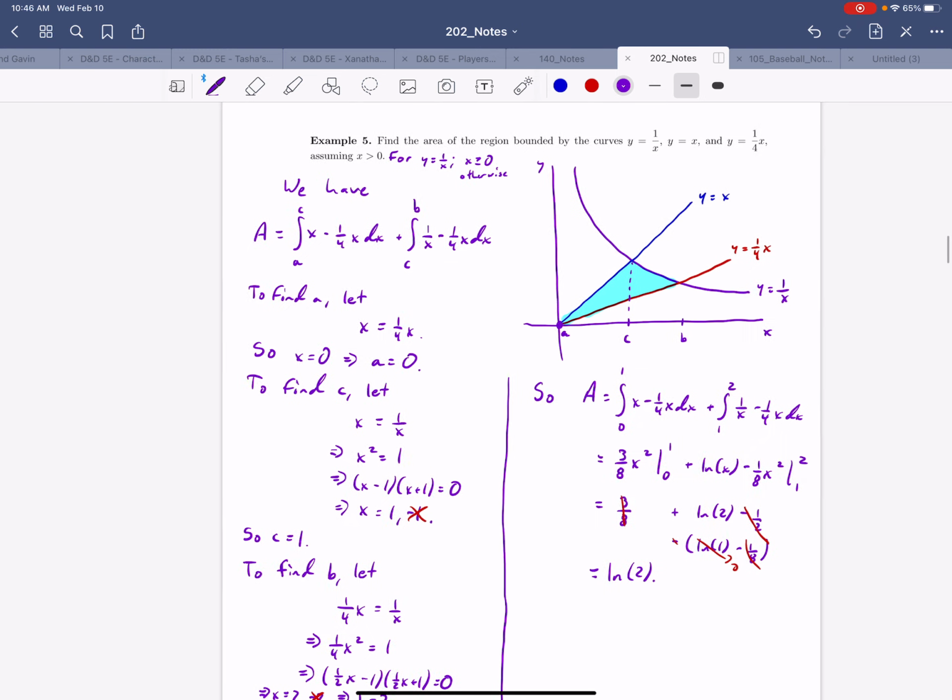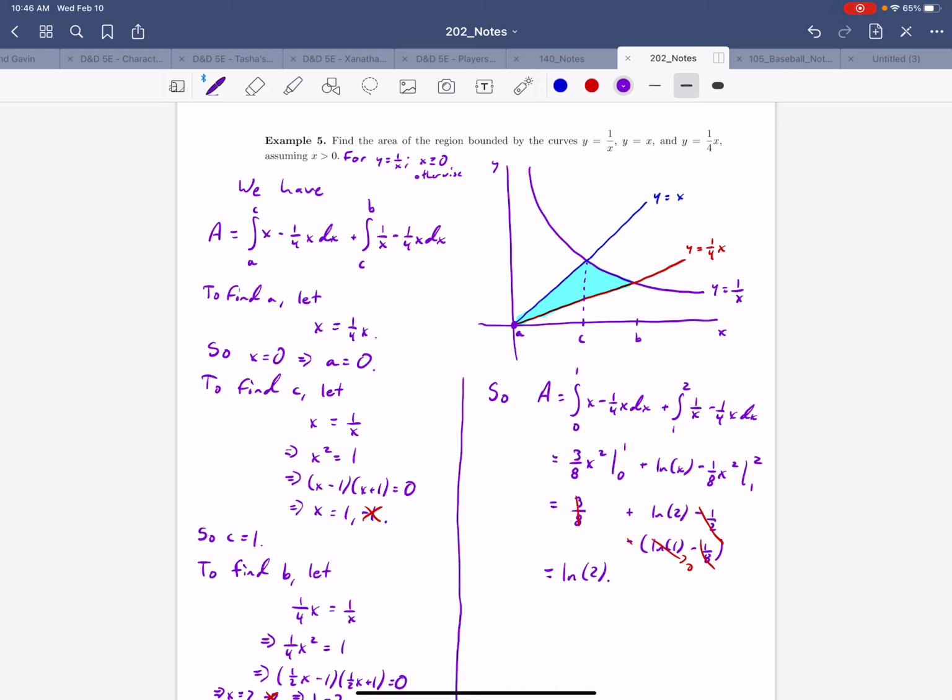So again, similar sort of problem, but just be a little bit careful with the bounds for your integral and with the upper bounds for your region.